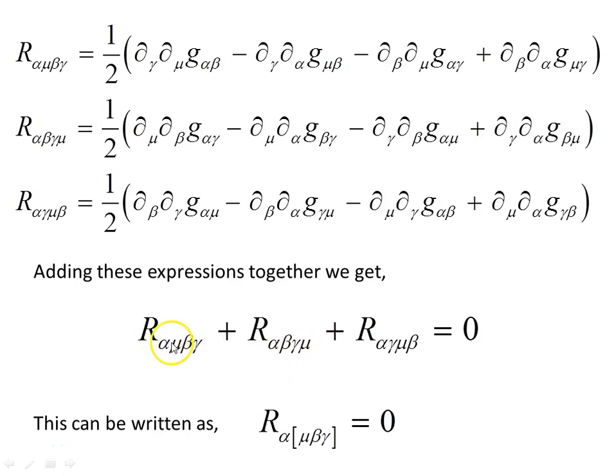So this permutation of the indices gives us, taking mu to the end there, and here taking gamma to second place, leaving alpha fixed, and we'll get zero there when we sum them. Now this can be written more compactly as this object here with the square brackets, meaning to permute, to rearrange the indices. Adding them all together gives us zero.